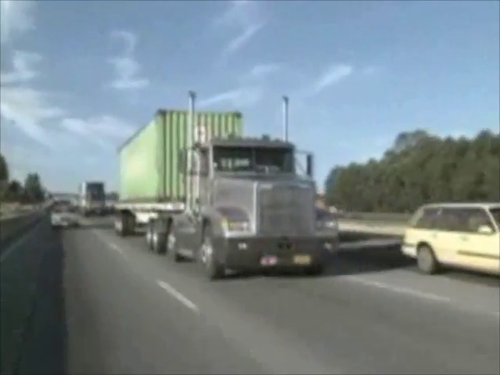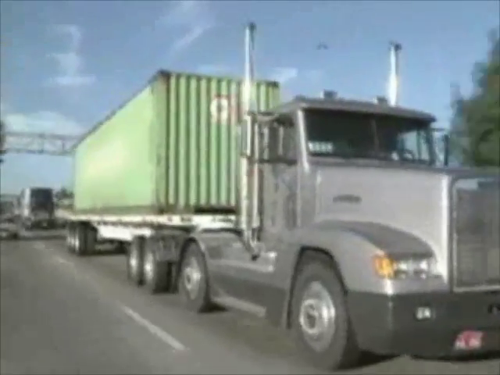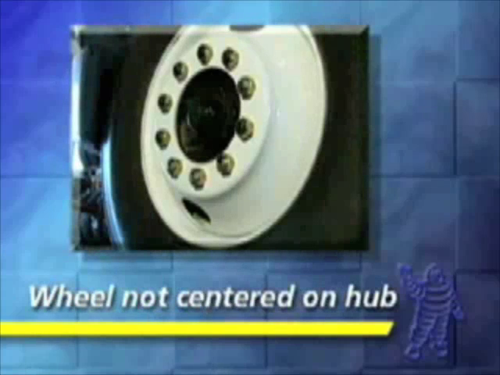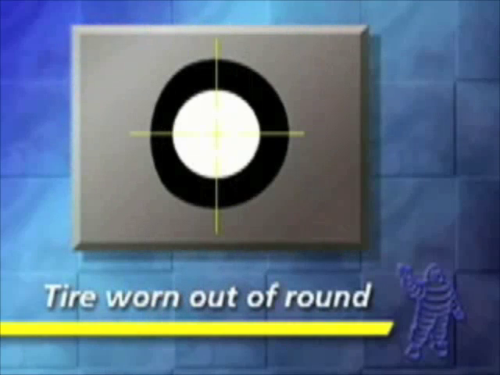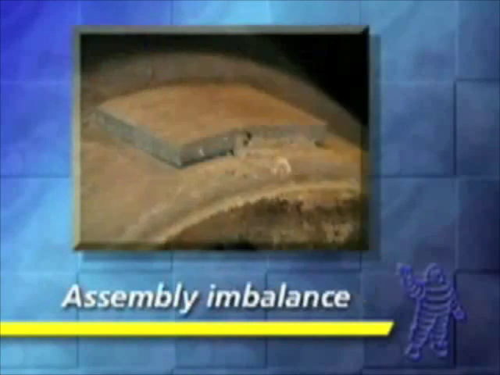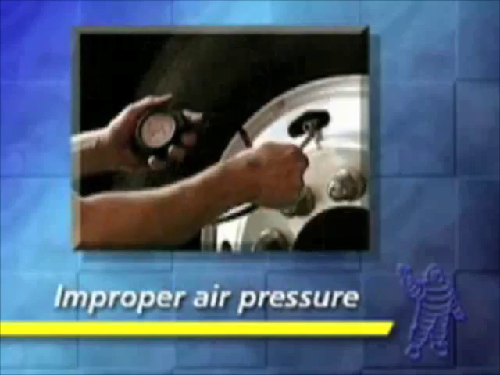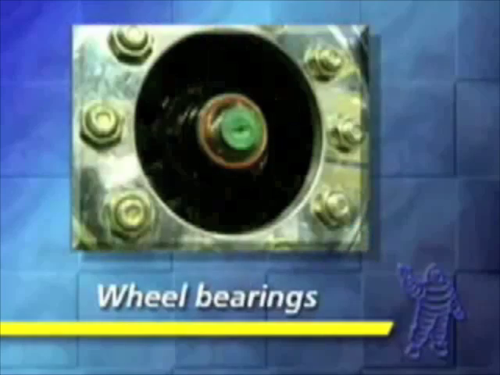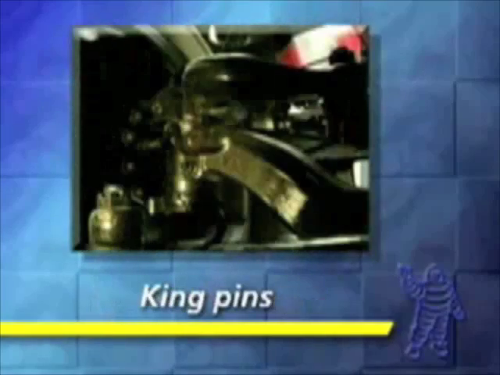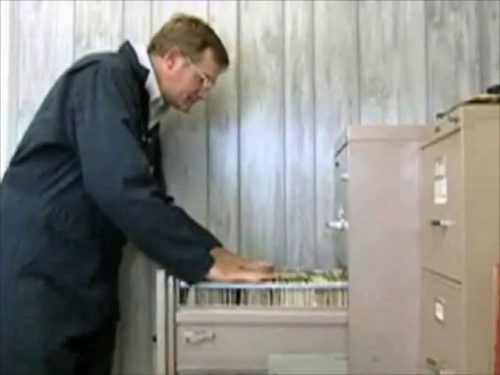There are many factors which can help influence an excessive amount of tire and wheel assembly runout. These include a tire not properly seated on the wheel, a wheel that is not centered on the hub, vehicle misalignment, bent wheels, a tire worn out of round or maxi-mini wear, total assembly imbalance caused by balance weights thrown off the wheel or hub, improper tire air pressure, and worn parts such as tie rods, wheel bearings, shock absorbers, and kingpins.